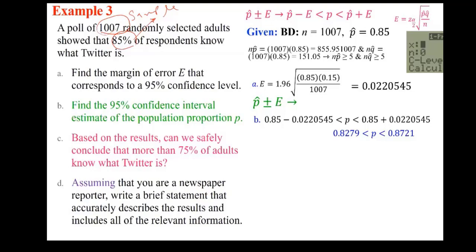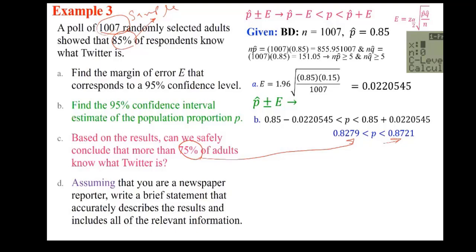Now, based on the result, can we safely conclude more than 75% of adults know what Twitter is? What do you think? Yes or no? Yes. Why is that? Interval is above like 0.75, so then we can assume that it's greater. Absolutely. Perfect. Look at this number, 75%. When you compare it, both of these numbers are larger than 75%.